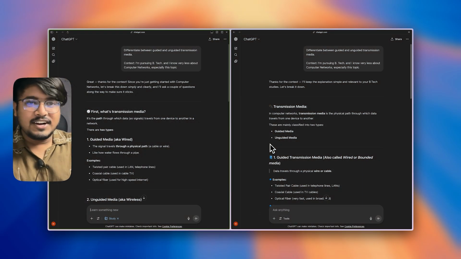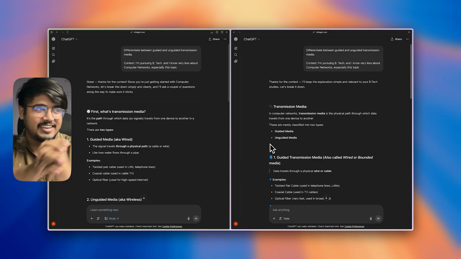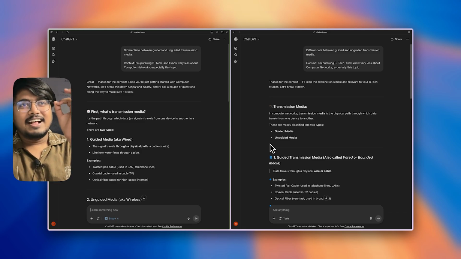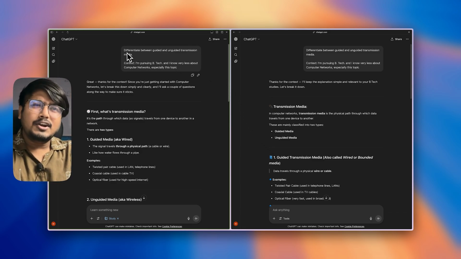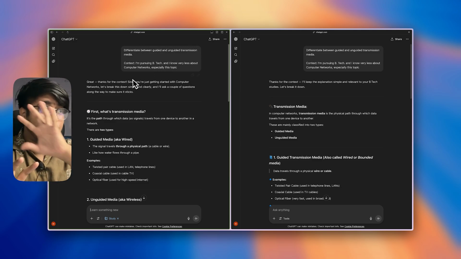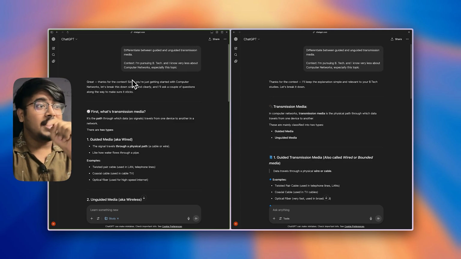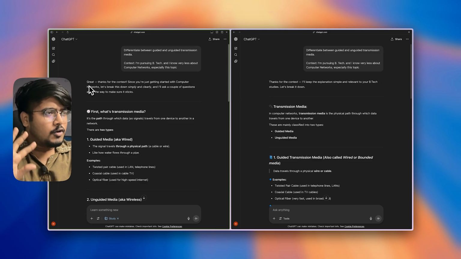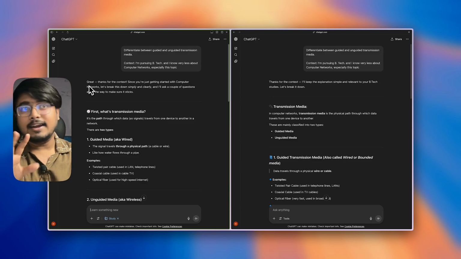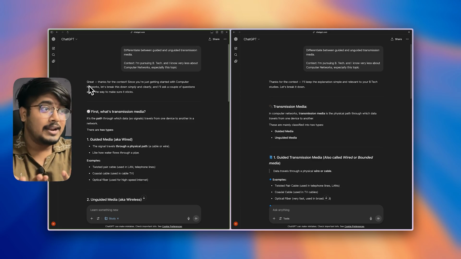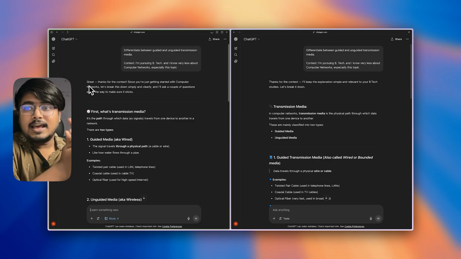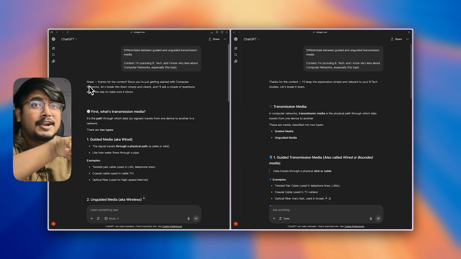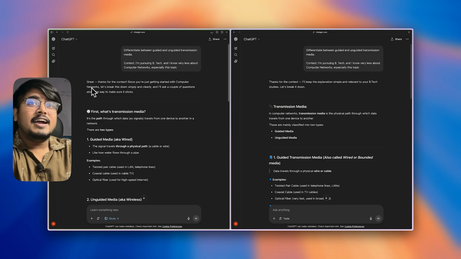So I tried one topic that was part of my syllabus in BTech in computer networks. I put down the question and told it to differentiate between guided and unguided transmission media. I put the same prompt in study mode and in normal ChatGPT, and for both I have maintained the context, right? I am pursuing this and I know very little about this subject, and I told this to both as well.